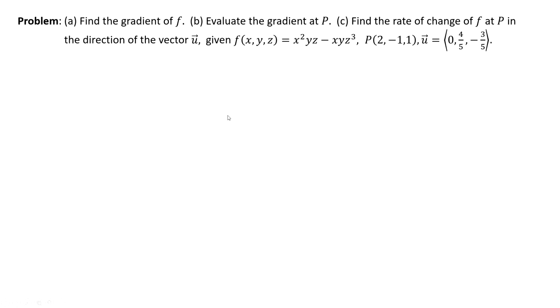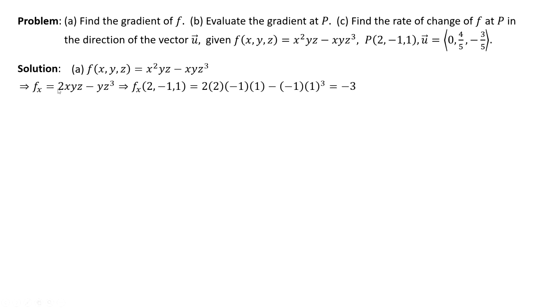Now find the gradient of f. Now we are talking about the gradient of f, that is the del f. Evaluate the gradient at point p, and also find the rate of change of f at p in the direction of the vector u given. So they have given us a direction. Notice now this is a function of x, y, and z. Don't let that cause panic. We can easily extend the 2 dimensions to 3 dimensions.